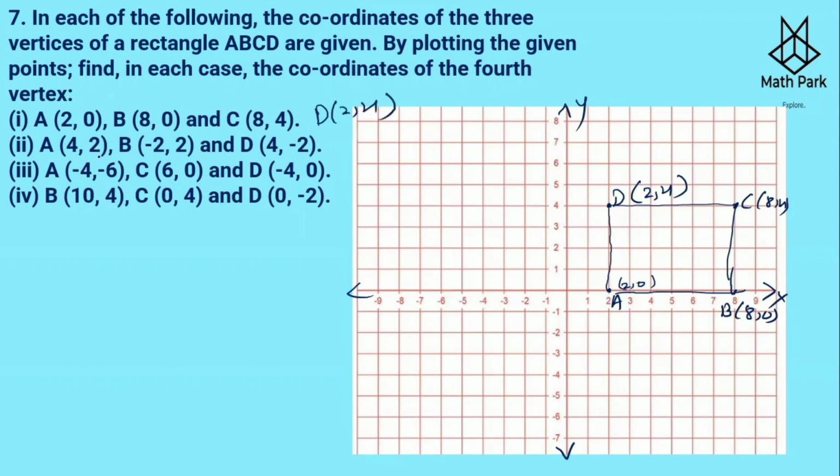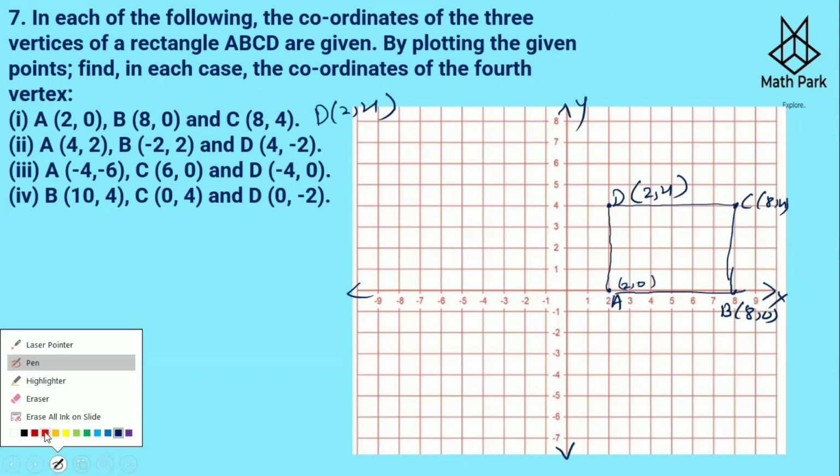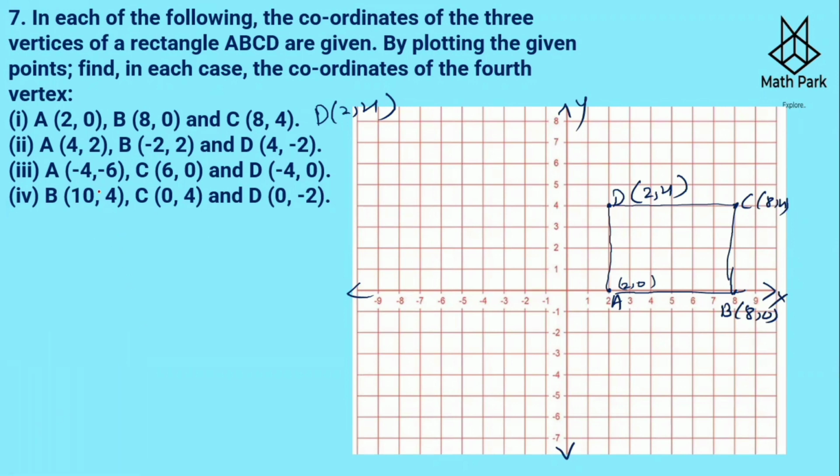Now we will be doing the next one: A (4, 2), B (-2, 2) and D (4, -2). Let us plot these points and find the coordinates of C. Let us take some other color for drawing this because we are doing it on the same grid. A (4, 2), this is your point A. Then you have B (-2, 2), so x is -2. And you have D (4, -2). So this is your D (4, -2).